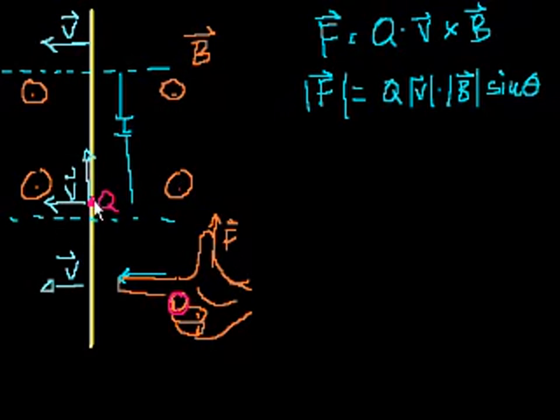So let me ask you a question. Say the particle starts right here, right where the magnetic field starts affecting the wire. How much work is going to be done on the particle by the magnetic field?